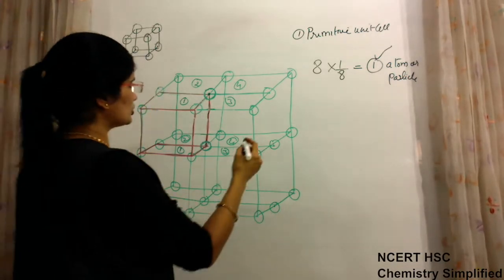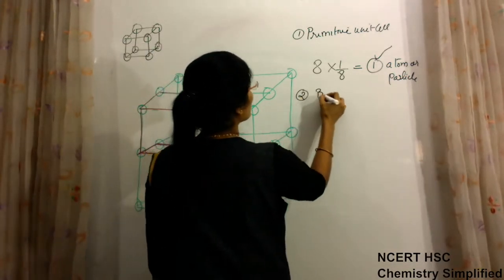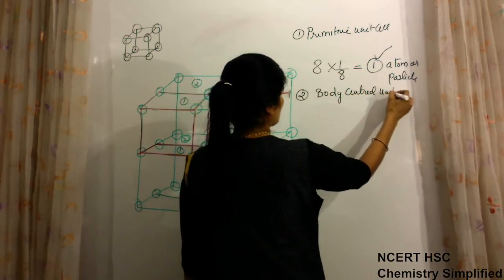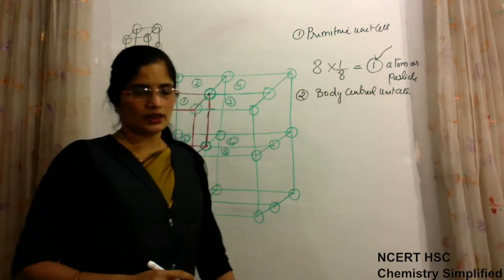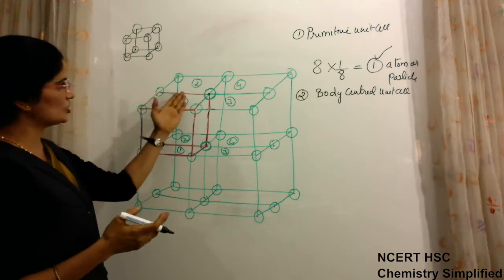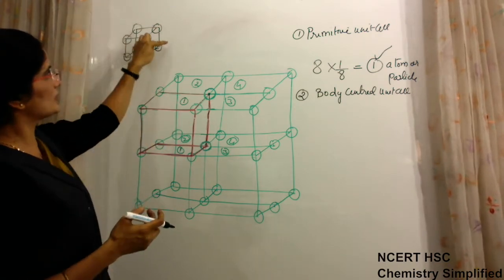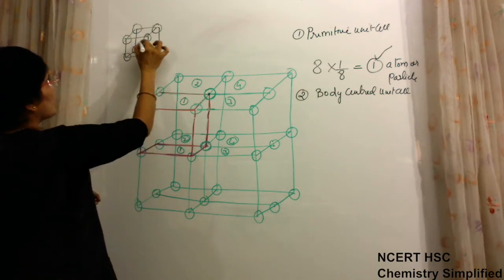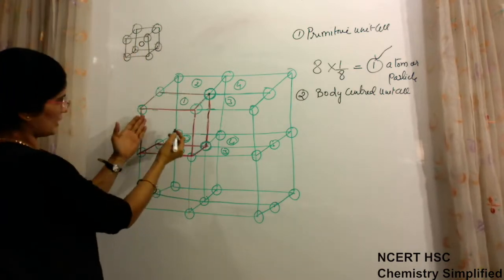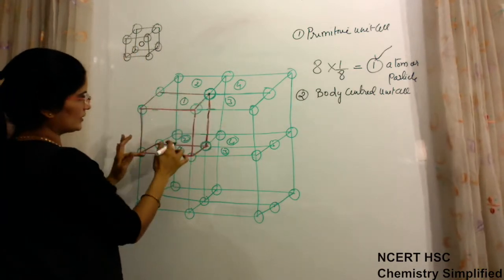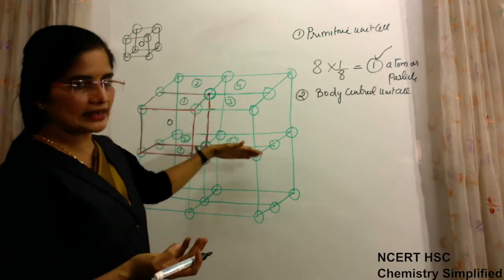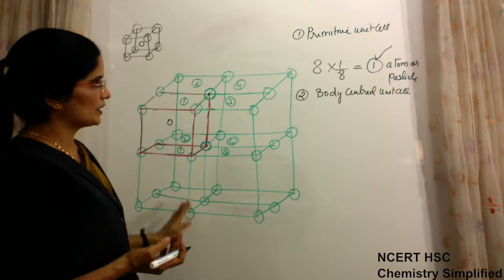Now the second condition, we come to BCC, that is body centered unit cell. What happens in body centered? The corner condition remains as it is, meaning particles are present on all corners, along with that one particle in the body of the unit cell. Suppose inside the body, in this unit cell made with red color, one particle is present, then that particle is not going to be affected by the other unit cells.